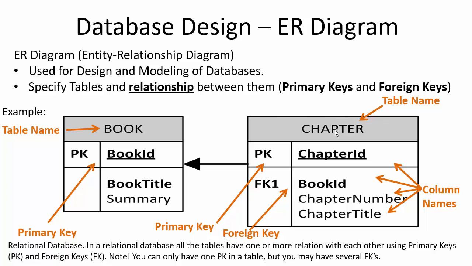And then we could have another table called the chapter, where we have a chapter ID, which is a primary key, and we have a book ID, which is a foreign key to the book table. And then we could have chapter number, chapter title, etc.